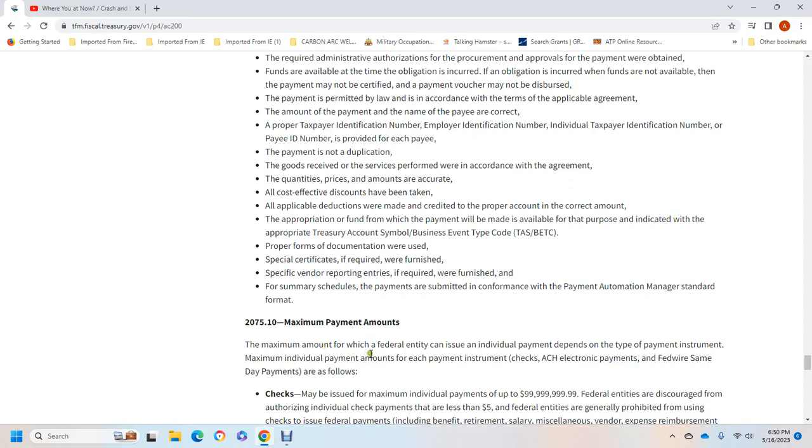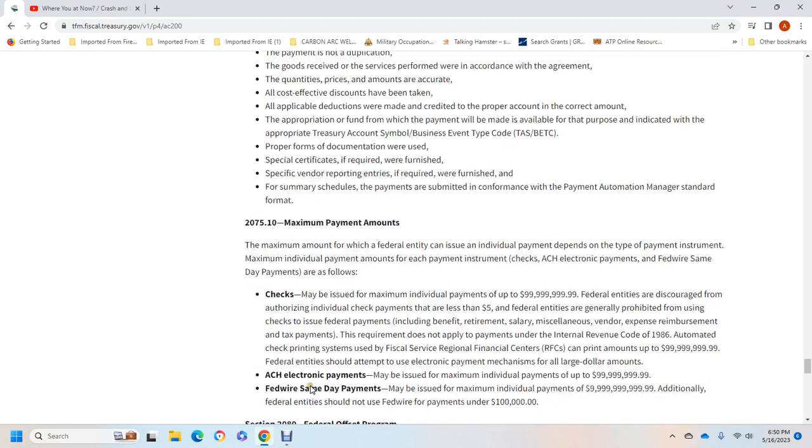The maximum amount which the federal entity can issue in an individual payment of funds for the type of the payment instrument. The maximum individual payment amount for each of the payment instruments: the check, the ACH electronic payment, the Fed wire same-day payments for the RS5. The check may be issued for individual maximum payments up to $999,999,999.99.